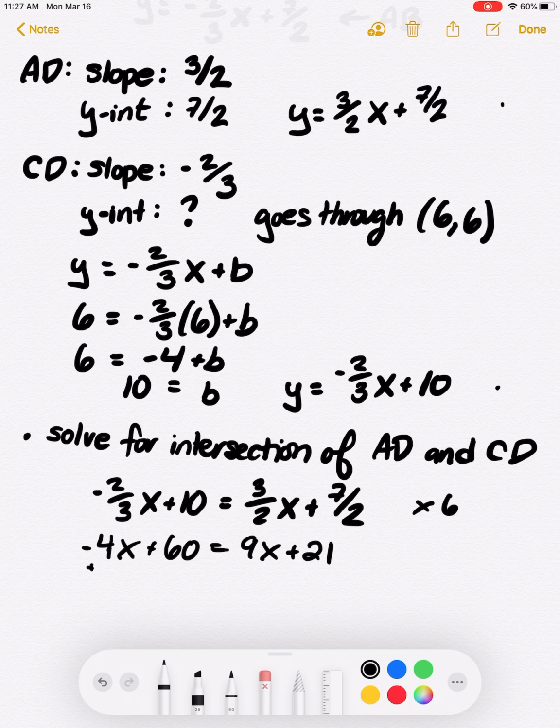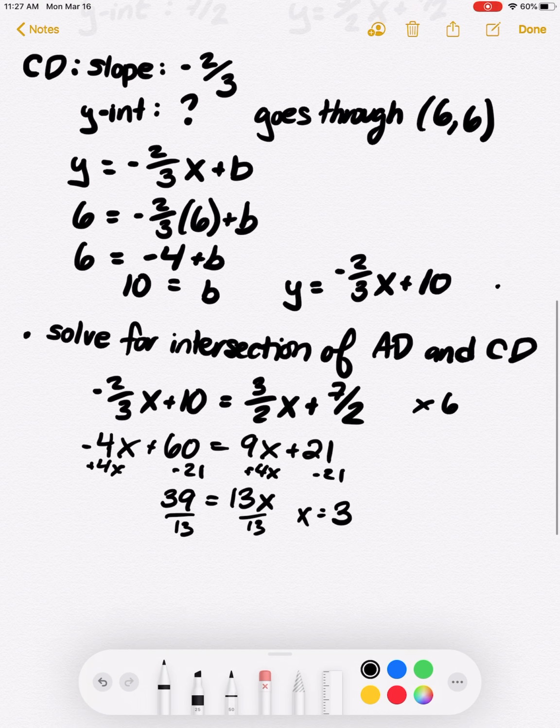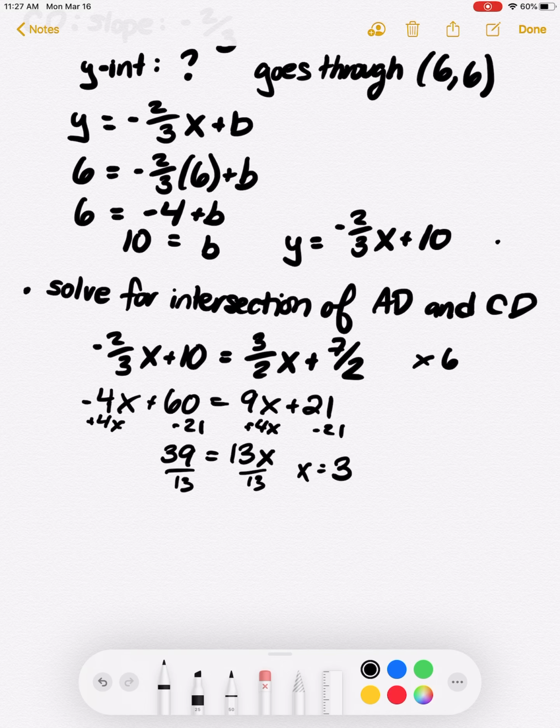So we can add 4x to both sides. We can subtract 21 from each side as well, and we should get 39 is equal to 13x. If we divide that by 13, we get that x is equal to 3. That's nice. And then finally, we can plug that into one of our equations to find y.